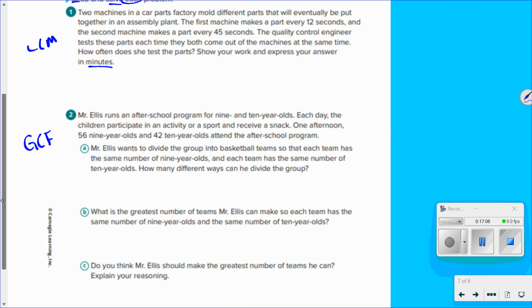How many different ways can he divide the group? What is the greatest number of teams he can make so they have the same number of 9 and the same number of 10? And do you think he should make it? So you've got to think about what they're doing. That makes a difference. So that one, there's several different answers. You have to apply it.